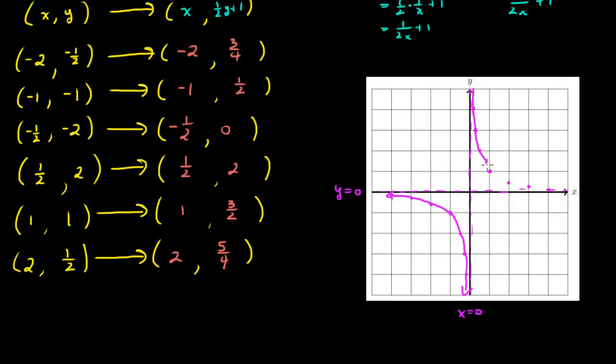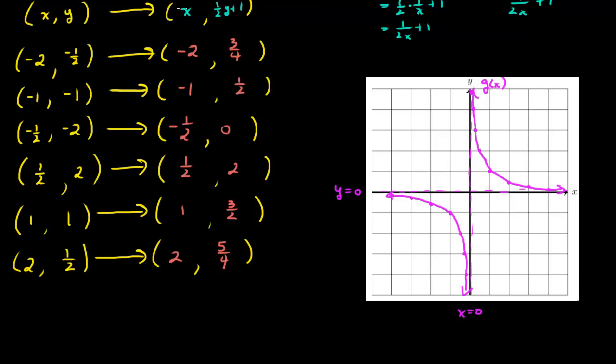So all of these points are on the graph of g of x, and that's my parent function. So that's the graph of 1/x. If you're unsure how I got these points, you should check out my previous video on graphing the 5 parent functions.